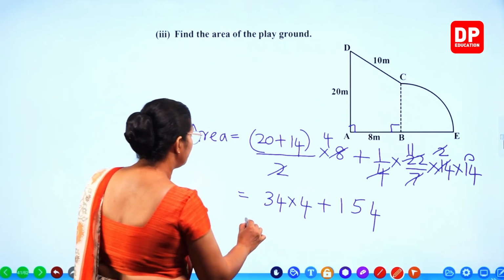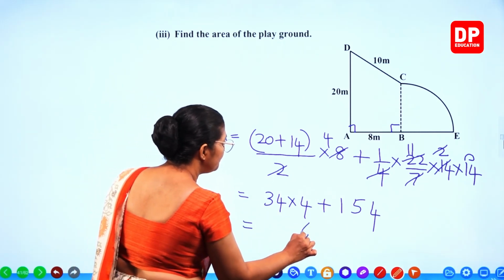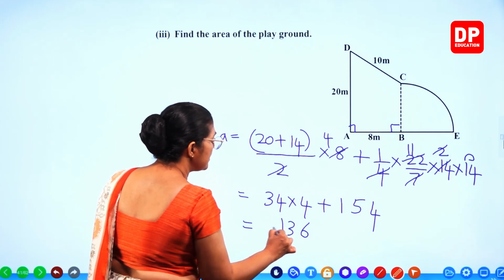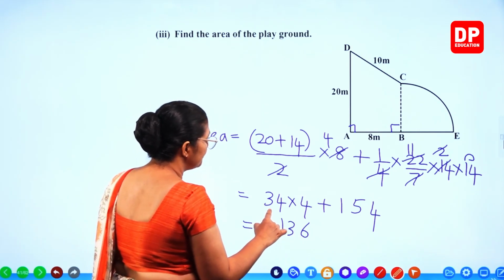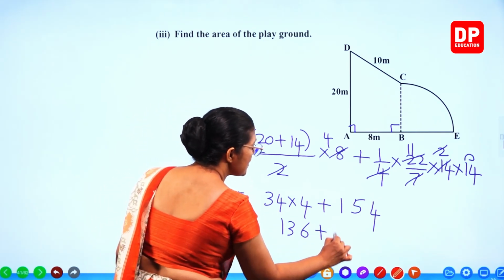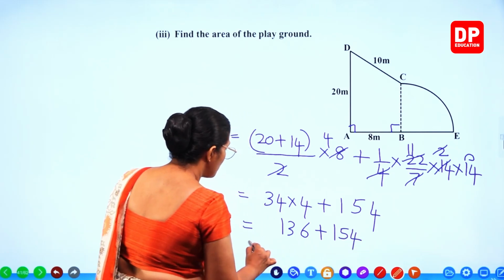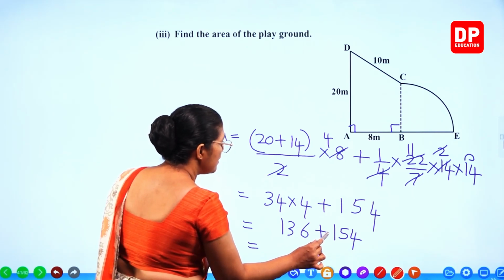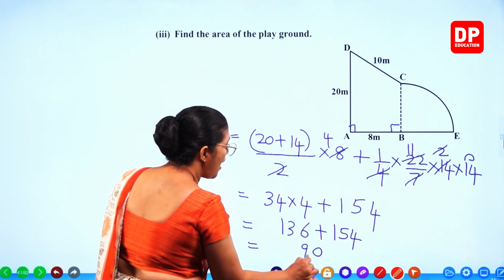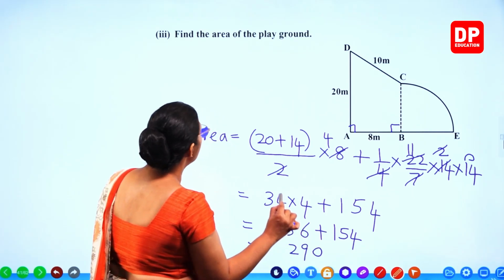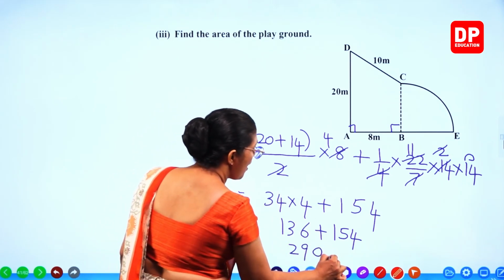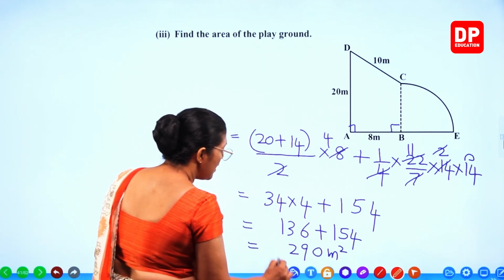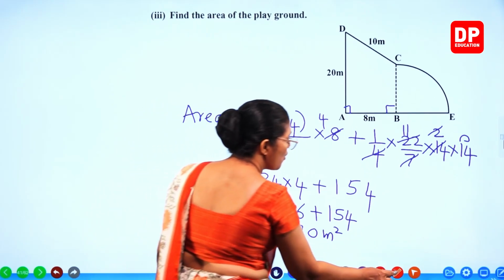154. 34 times 4, 136 plus 154. So what's the total? 0. Then 5 plus 3, 8 plus 1, 9. 290 square meters is the area of the playground.